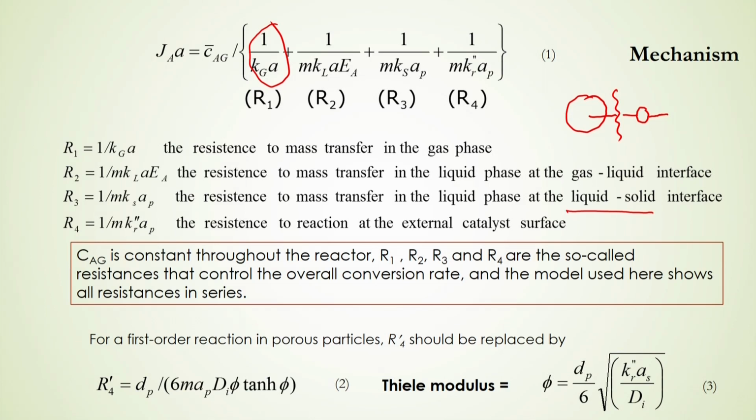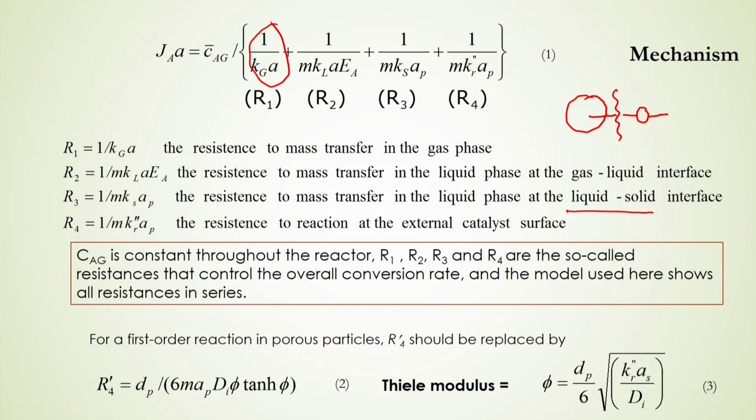concentration of the component A in the gas phase throughout the reactor, and R1, R2, R3 and R4 are the so-called resistances that control the overall conversion rate. The model used here shows all the resistances in series, because it will come as R1 plus R2 plus R3 whenever there is mass transfer from the gaseous phase to the other phases through their interfaces.